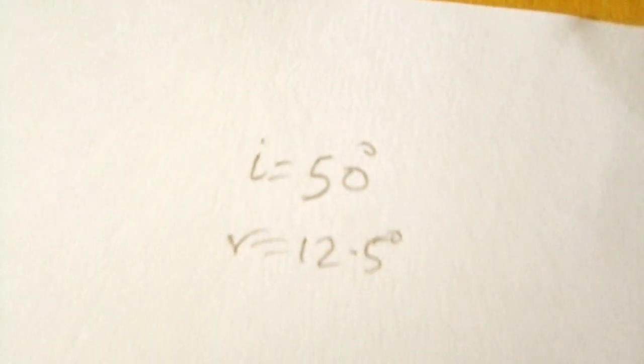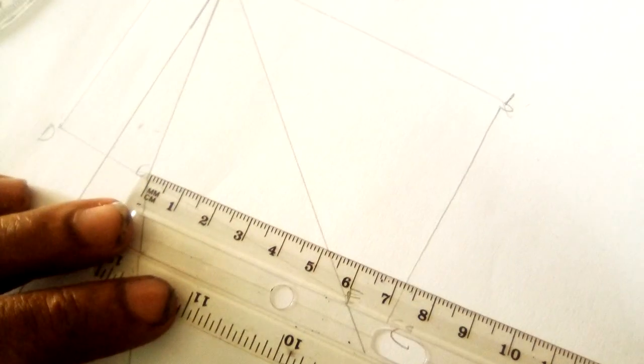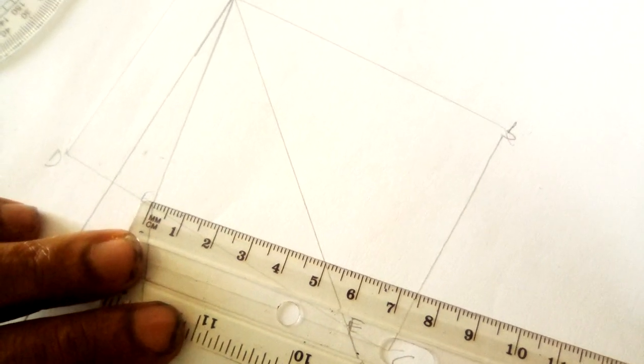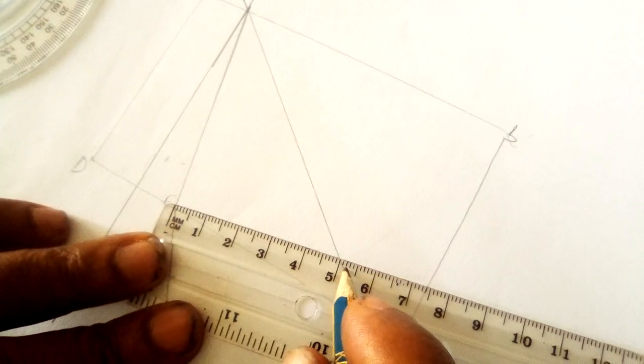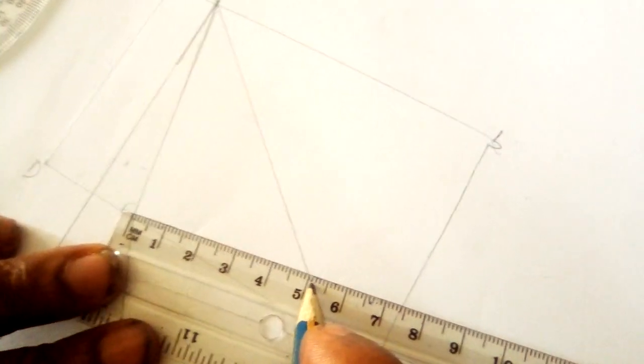Then the displacement between E and F, having done the construction. EF, when measured, is probably 5.1 cm. So our displacement is 5.1 centimeters.